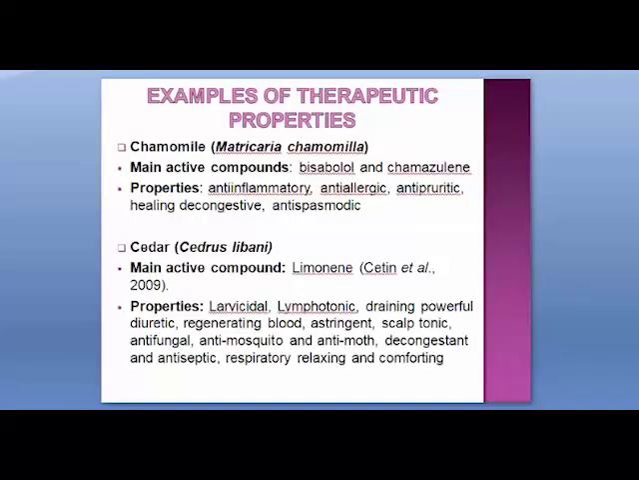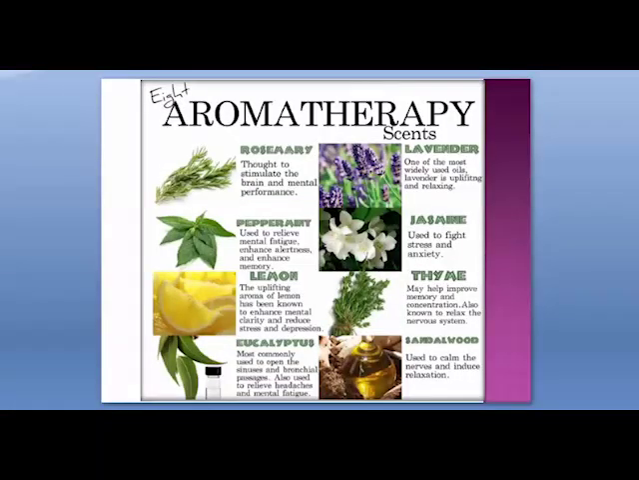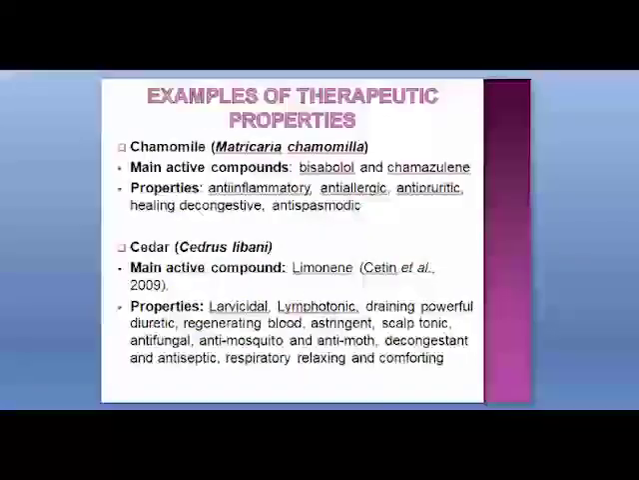Okay, we talked about eucalyptus, mostly for bronchial passages, also to reduce headaches, sinuses, and mental fatigue. And sandalwood to calm and induce relaxation. So let's look at examples of therapeutic properties. Okay, chamomile, we talked about. The main active compounds are bisabolol and chamazulene. Properties: anti-inflammatory, anti-allergic, antipyretic, healing, decongestive, and antispasmodic.